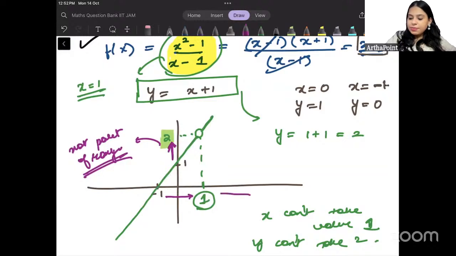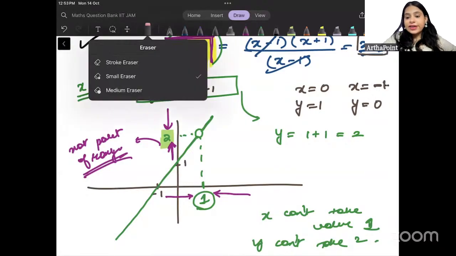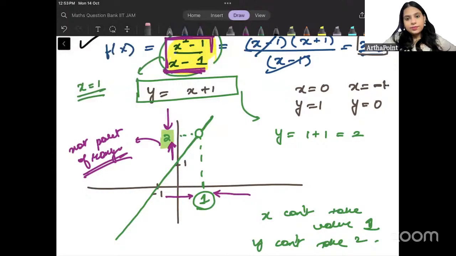And when we took values 1.01, 1.001, then you were getting values close enough to 2: 2.01, 2.001. So you were going closer to 2 as x was going closer to 1, but at x equal to 1 this is not really defined. This is the original function, right? And here the denominator is not really defined at x equal to 1.